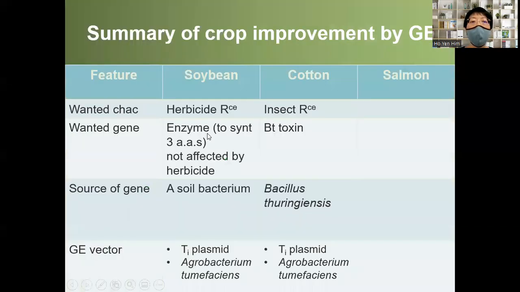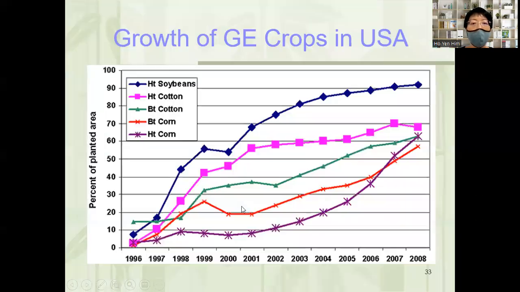But we need to consider, now this is a summary for the 3 GMOs: the wanted characteristic, the wanted gene to introduce the characteristic, the source of the gene, and the GE vector. I'll fill in this one after the lesson for the salmon.